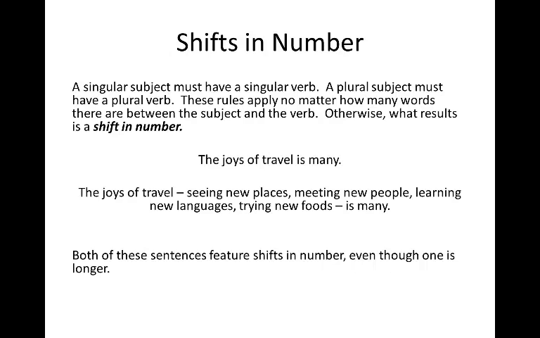be more sophisticated in their writing, to introduce more elements, make it more complex. "The joys of travel, dash, seeing new places, meeting new people, learning new languages, trying new foods, dash, is many." It's great that the writer has introduced all these interesting details, but the fact is that the subject is still joys, which is plural, the verb is still "is," which is singular, so both of these sentences do feature shifts in number, even though one is longer.